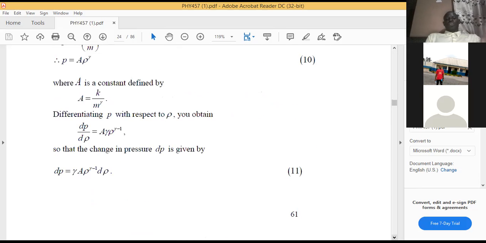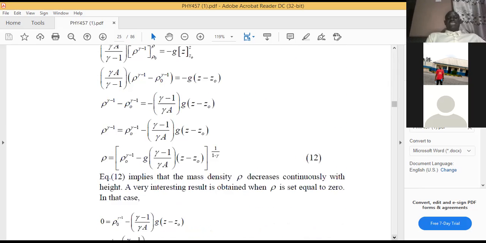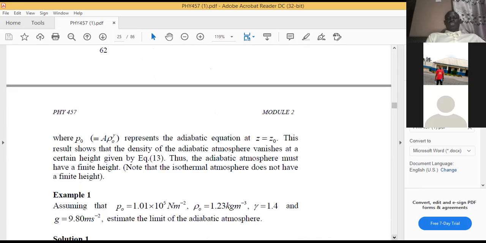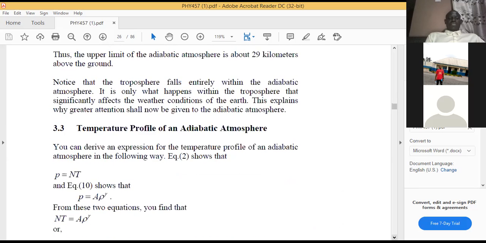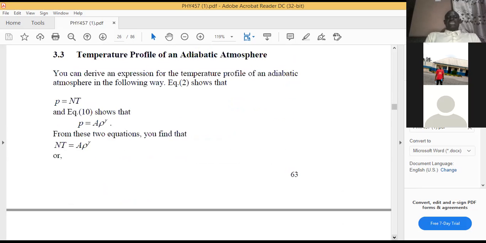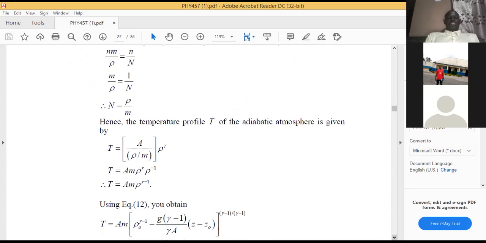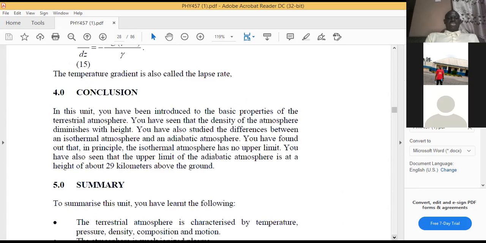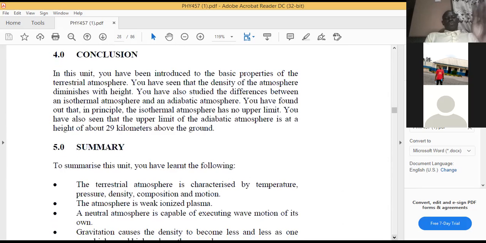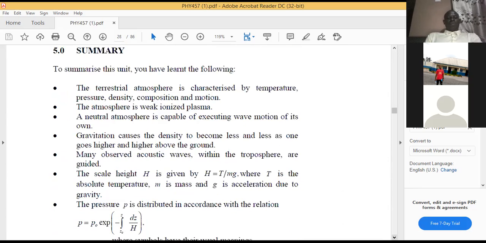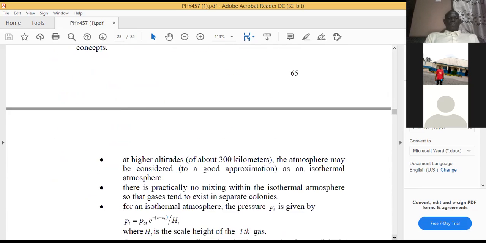So you note these equations, these are the things you need to read up. It's only when you don't understand better that we go through it together. We have a short time coming to class together to look at the temperature profile of an adiabatic temperature. Those are the things you need to go through before the next class. So go through that, and read up the summary.